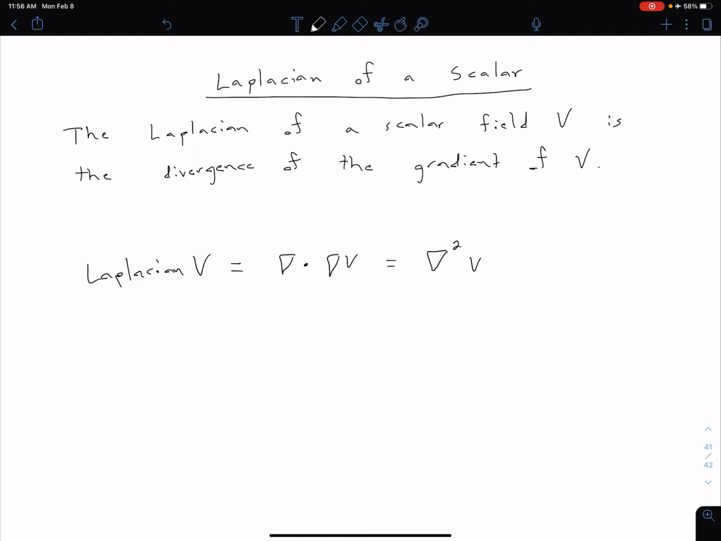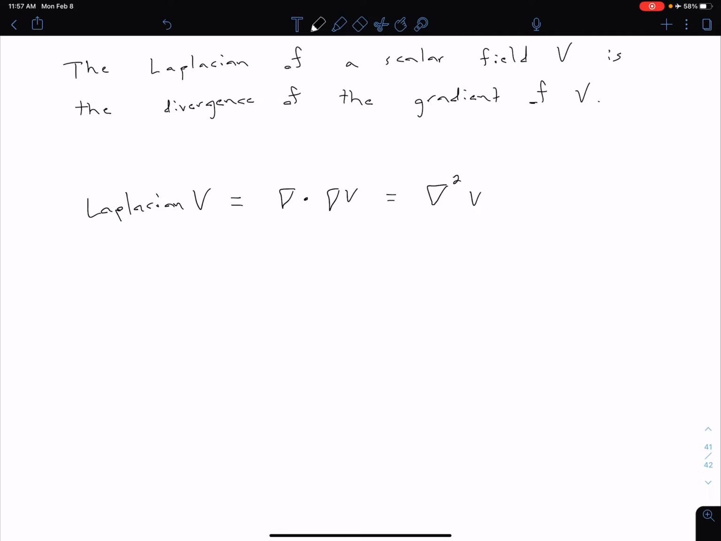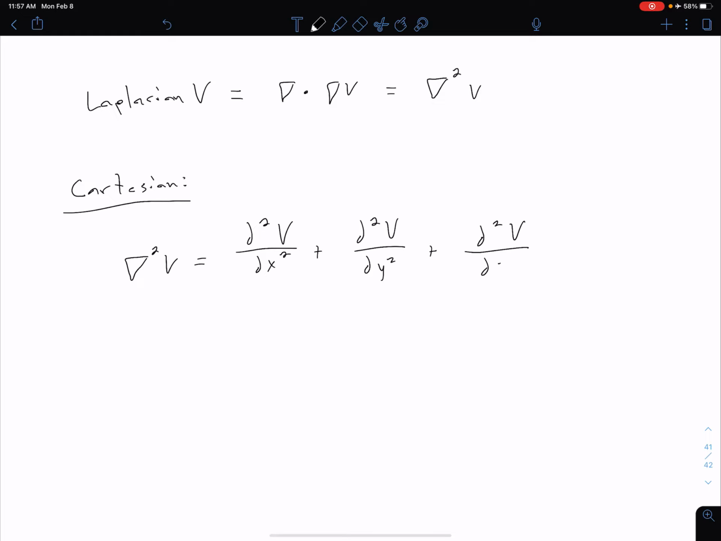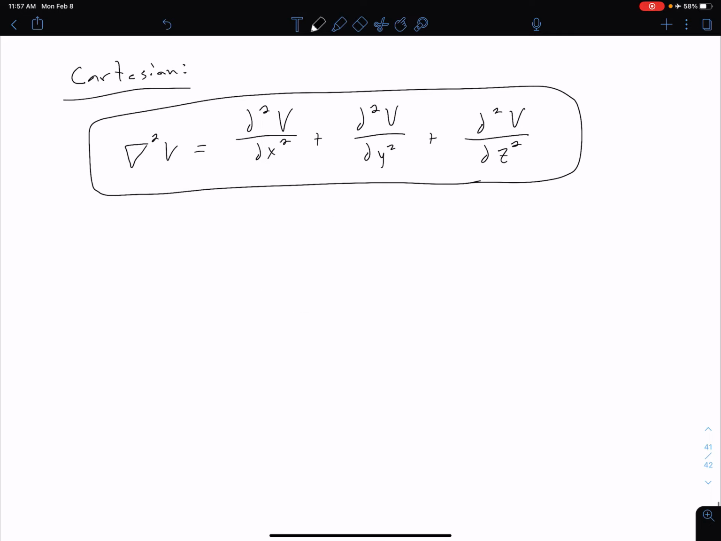So what we can do is, of course, use our previous definitions for gradient and divergence, and from that we can get expressions in each of our three coordinate systems for our Laplacian operation. So let's start with our Cartesian coordinates. For Cartesian, we have the Laplacian of V is equal to the second partial derivative of V with respect to x, plus the second partial derivative of V with respect to y, plus the second partial derivative of V with respect to z. And so relatively simple for our Cartesian.